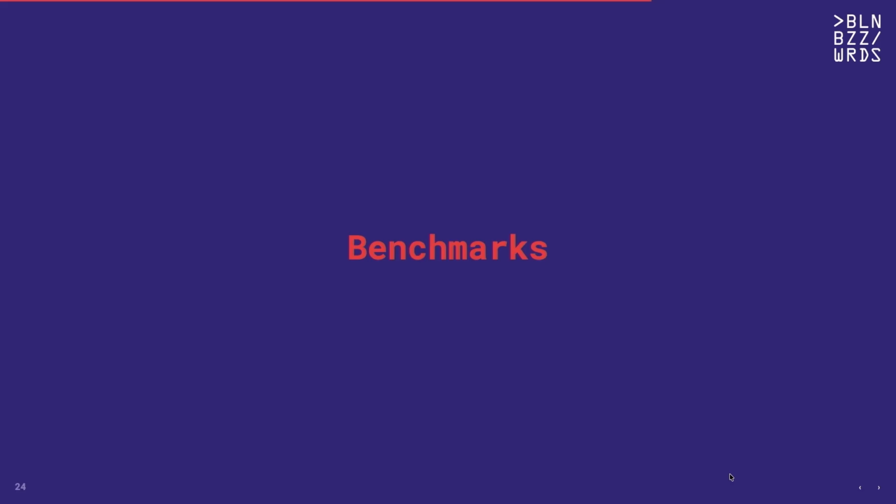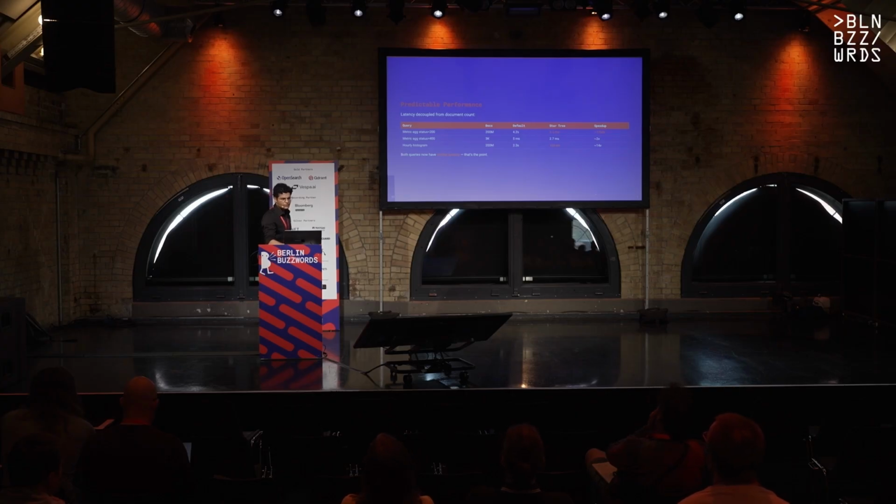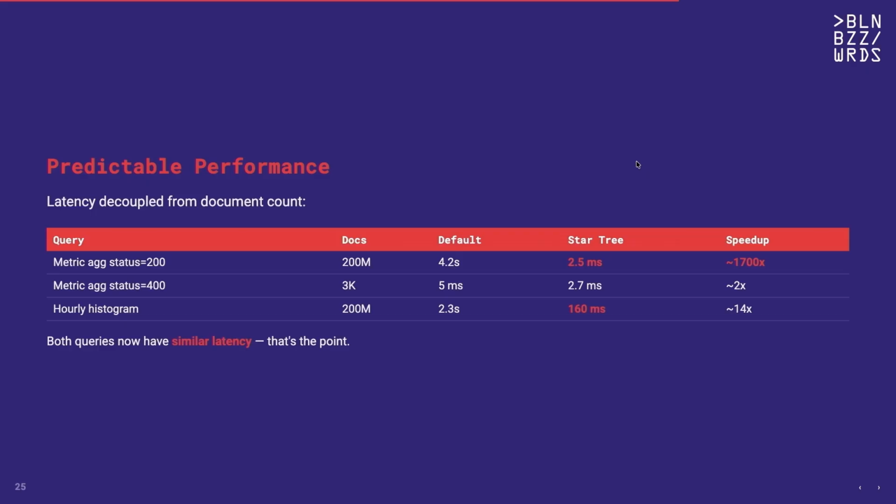Okay, so let's come to the benchmarks. The first point is about predictable performance. Here we have basically decoupled the latency from the document count. This was the example we discussed in the initial slides, right? We have the same type of query, a term query with a metric aggregation, where for status 200 we had 200 million matching documents, and that was taking 4.2 seconds. With star tree, this would take 2.5 milliseconds.